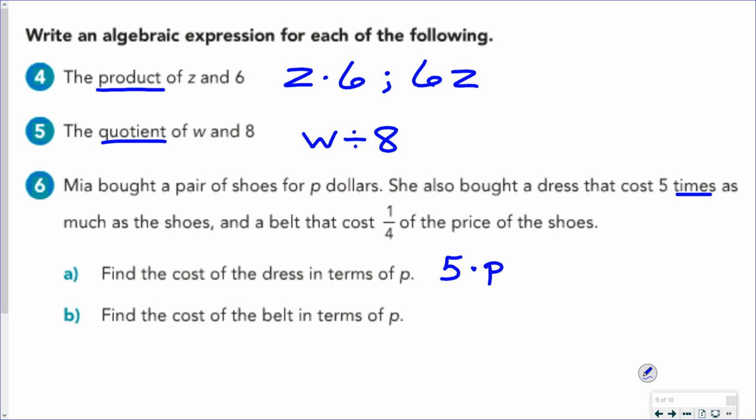We want to find the cost of the belt. Well, it says a belt costs 1/4 of the price of the shoes. And most of the time when you see the word of, that refers to multiplication. So you could take 1/4 times P, or you could use division. And in this case, you would have to divide by 4. So you can use division there, but make sure you're using 4 instead of 1/4. And if you're not sure how that works, I would suggest put 8 in for P and see what happens when you take 1/4 times 8, and see what happens when you take 8 divided by 4.